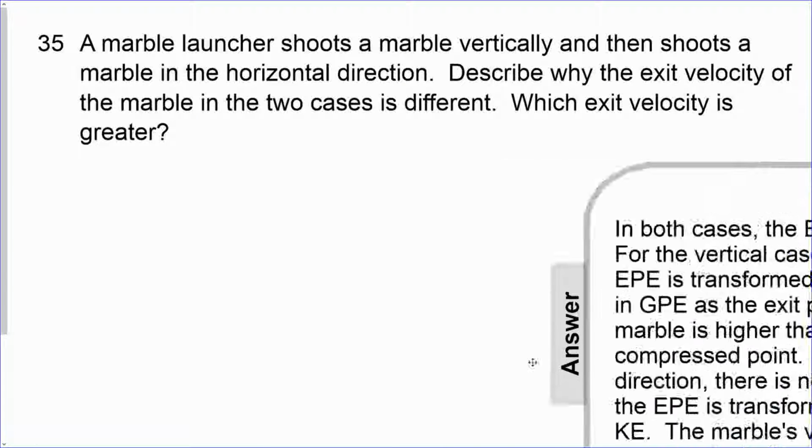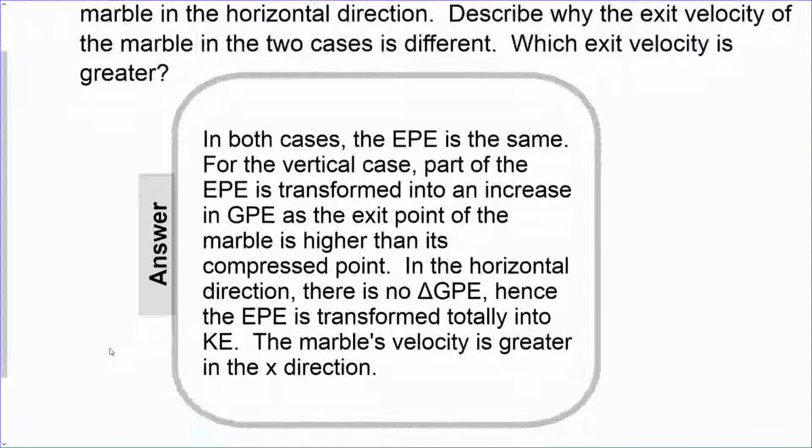answer. In both cases, the spring potential energy is the same. For the vertical case, though, part of the potential energy from the spring is transformed into an increase in gravitational potential energy, as the exit point of the marble is higher than its compressed point. In the horizontal direction, there is no change in gravitational potential energy. So the spring potential energy is transformed totally into kinetic energy. The marble's velocity is greater in the x direction.